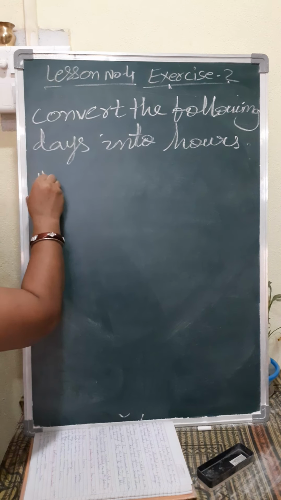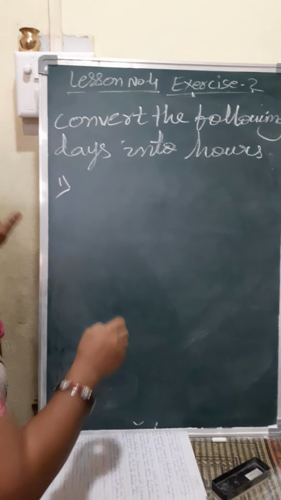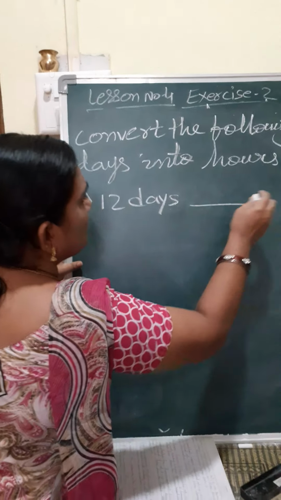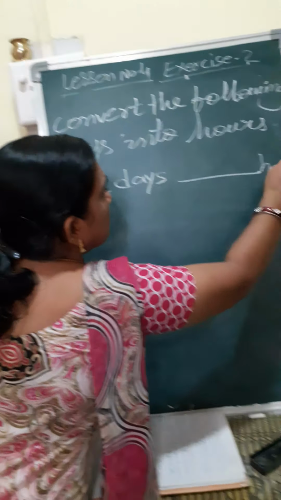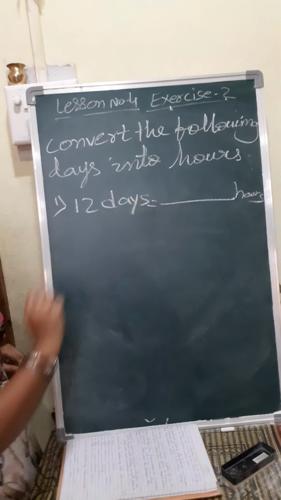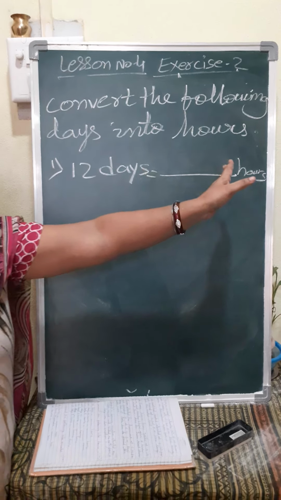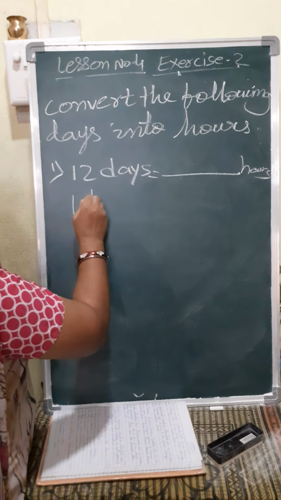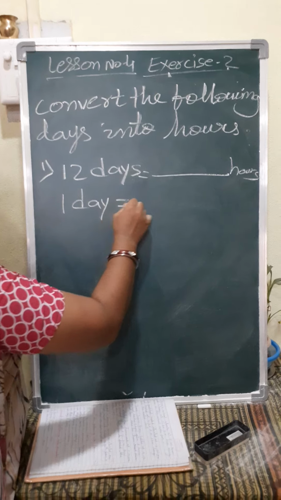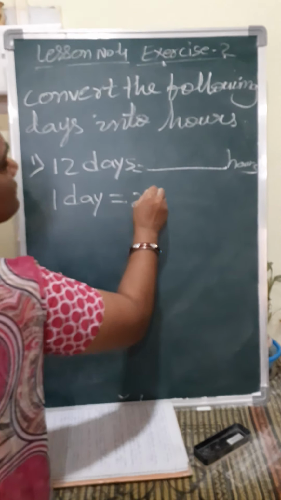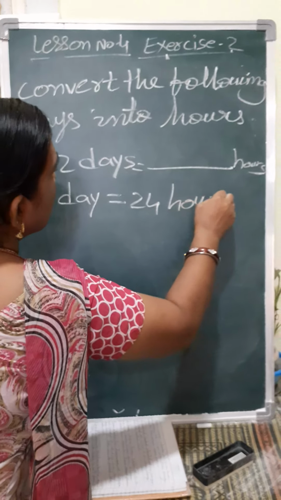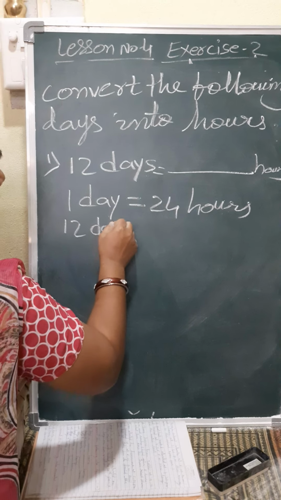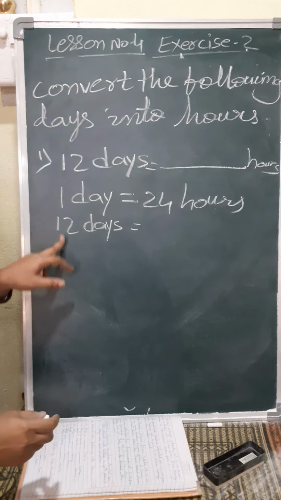I'll give an example. Suppose 12 days equal to dash hours. How do we convert it? First of all, we have to find out, you know already, one day equals how many hours? 24 hours. Yes. So 12 days are there.